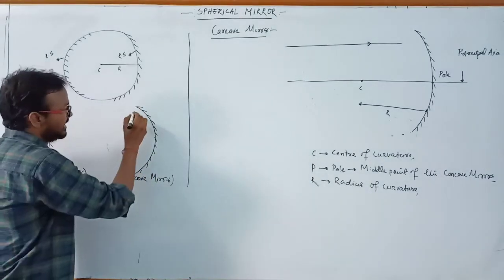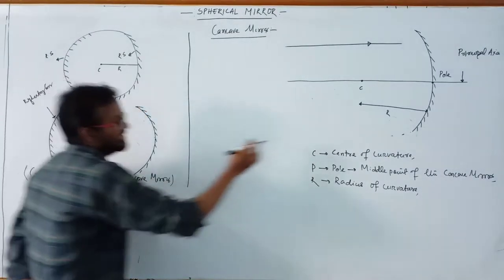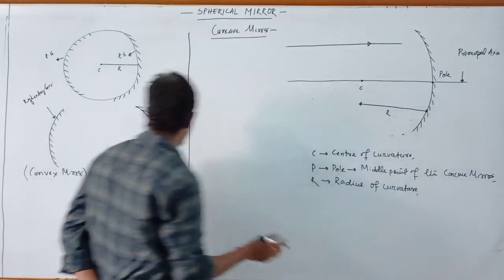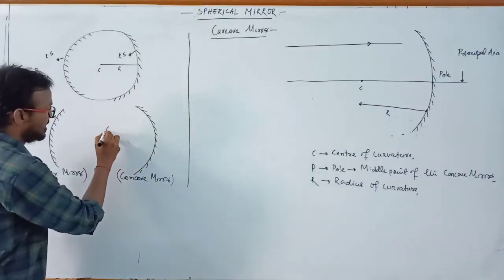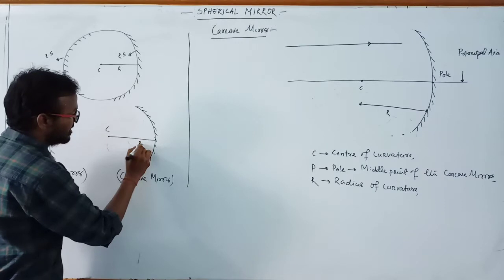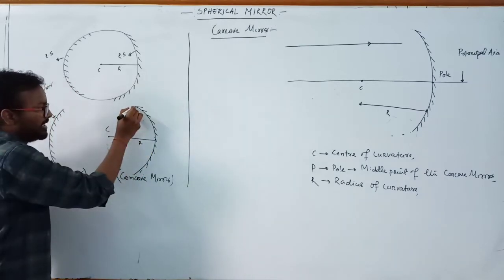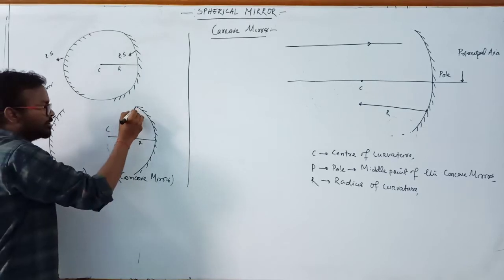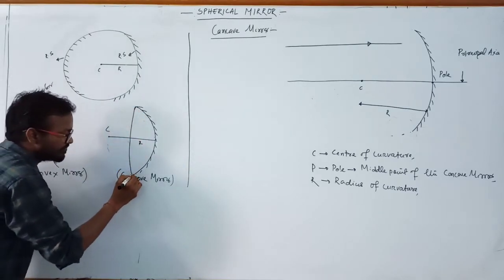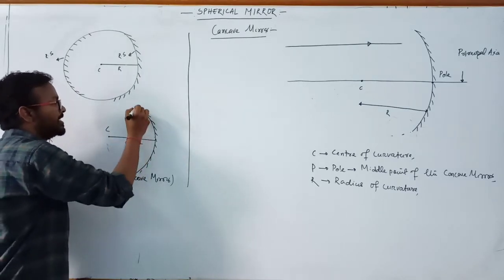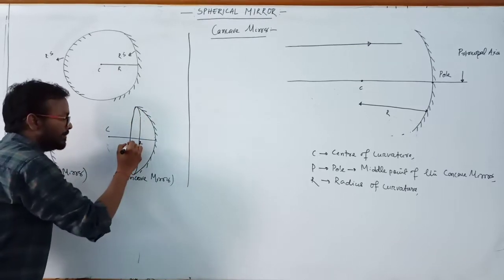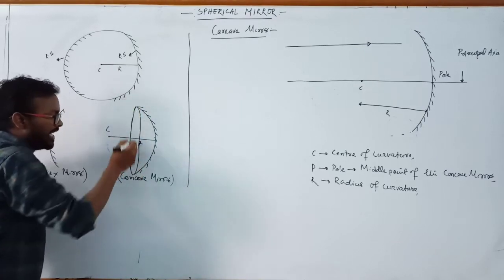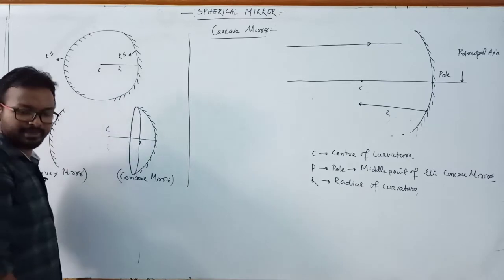Now look at this diagram. If this is the radius of curvature R, and similarly here this is the radius of curvature R, but because this is a spherical surface and part of the sphere, we can draw the aperture here. This is known as the aperture. This total diameter is known as the aperture.